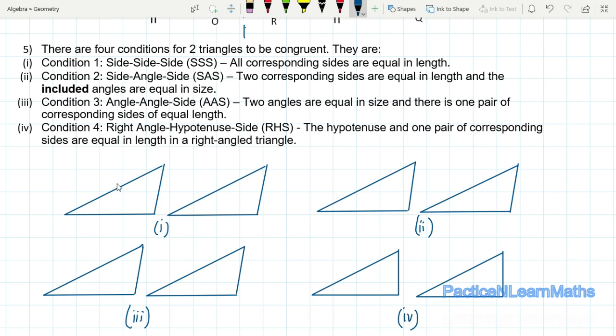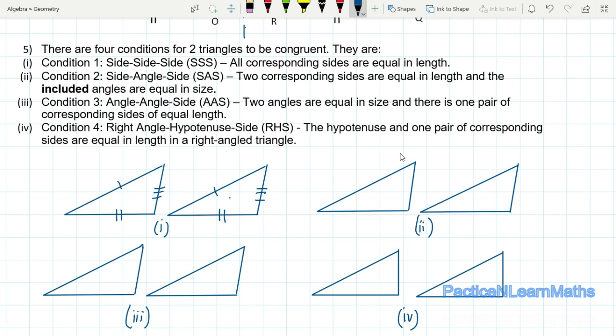I will explain it with 4 figures. Now, first one, condition 1: side, side, side. Now, all 3 sides are congruent. This is equal to this. This one is equal to this. And this third side is equal to this. If it so happens in case of 2 triangles, then the two triangles are congruent to each other.